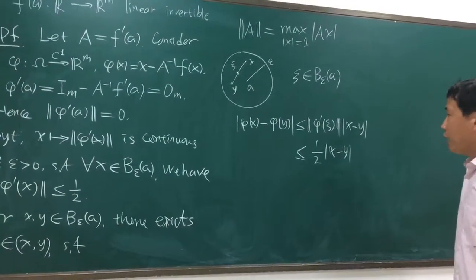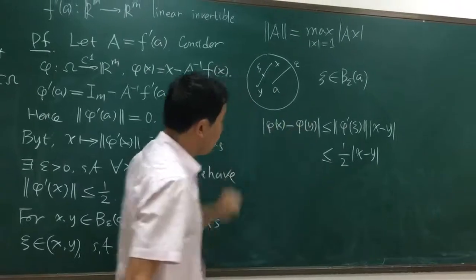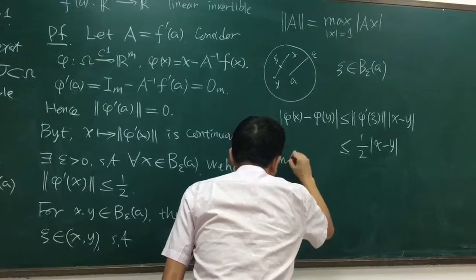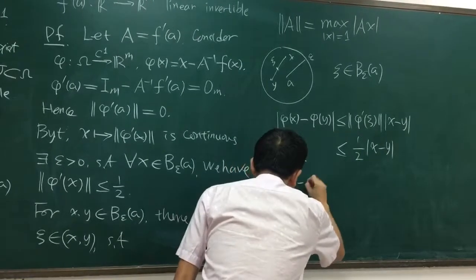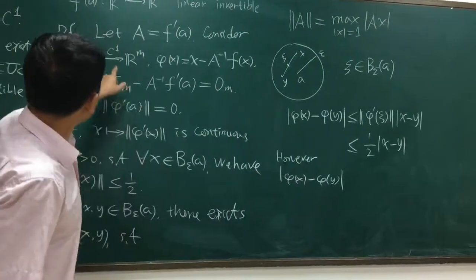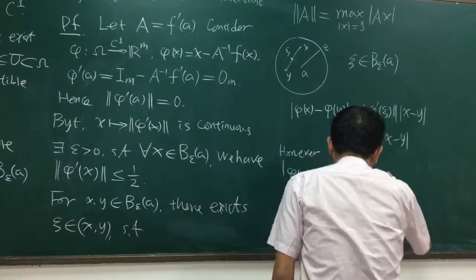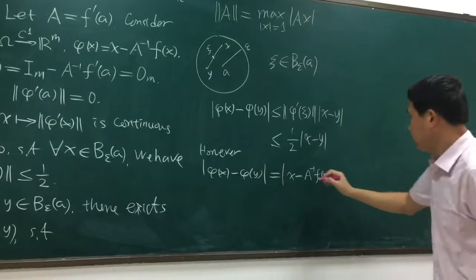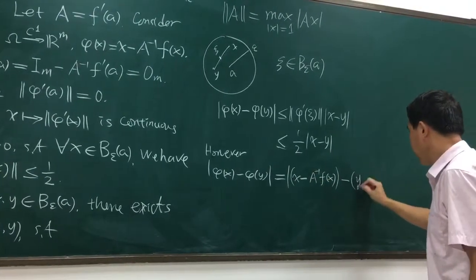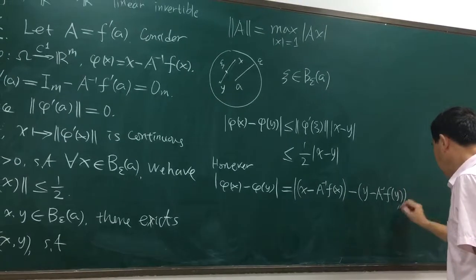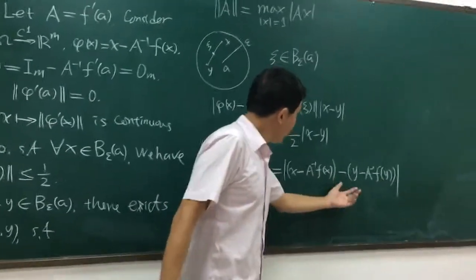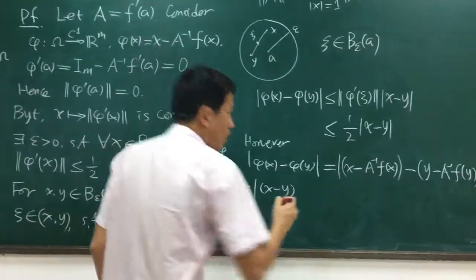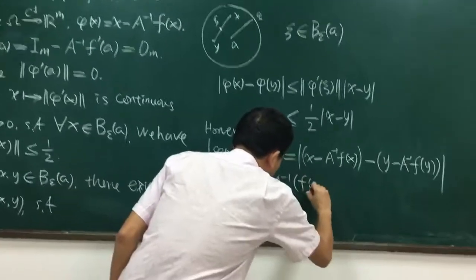Okay. On the other hand, the left-hand side of this inequality, we have phi x minus phi y, what's this? By the definition of phi, this is exactly x minus phi x minus phi y. We rewrite this in another form. This is exactly x minus y minus A inverse fx minus fy.